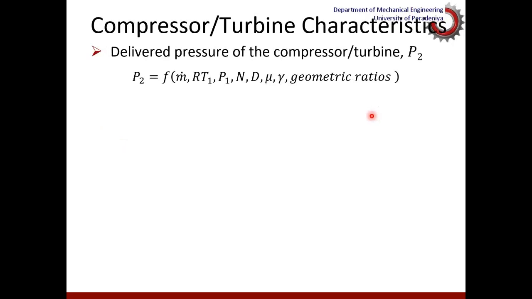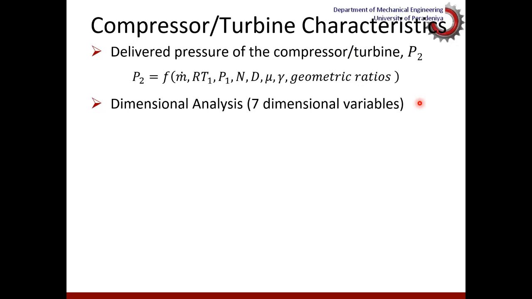Now, if you look at the turbine and compressor characteristics, usually the delivered pressure, the output pressure, is a function of many parameters like mass flow rate, universal gas constant, temperature, pressure, speed, the diameter, viscosity, specific heat ratio, and geometric ratios. So it's quite normal in this kind of analysis to look at these pressure ratios in terms of non-dimensional quantities.